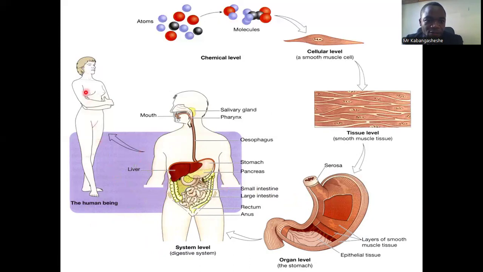Then finally, we have the whole human being as an organism. So these are the levels of organization upon which you can describe a human being, starting from the atomic level all the way to the organism level.